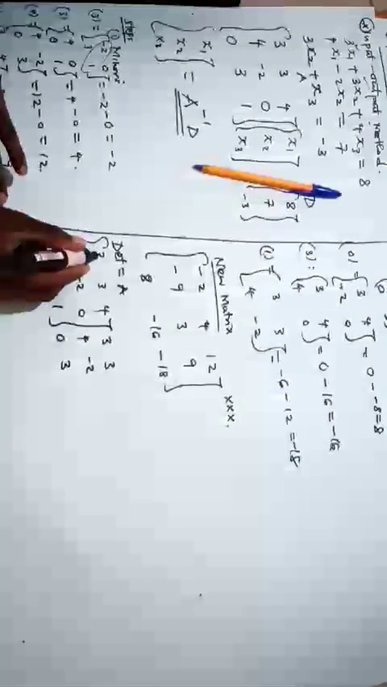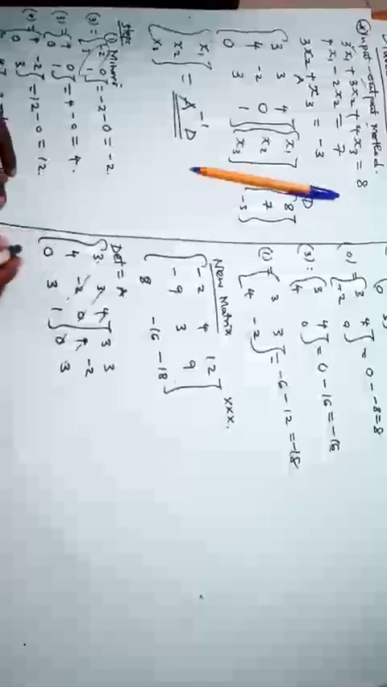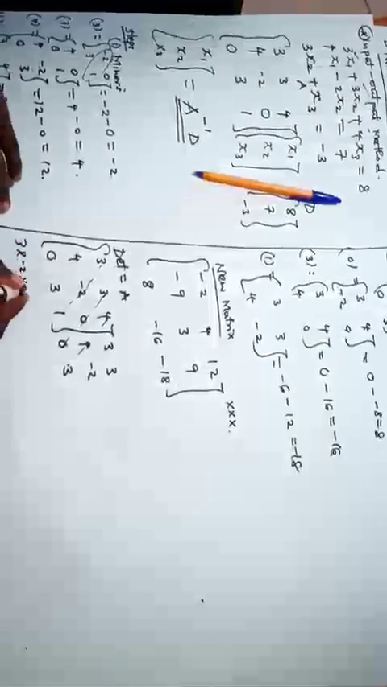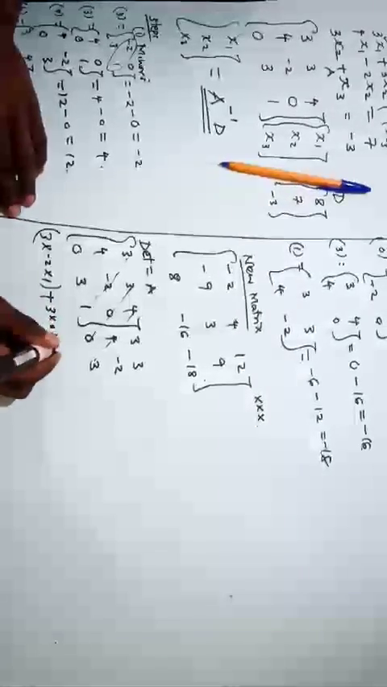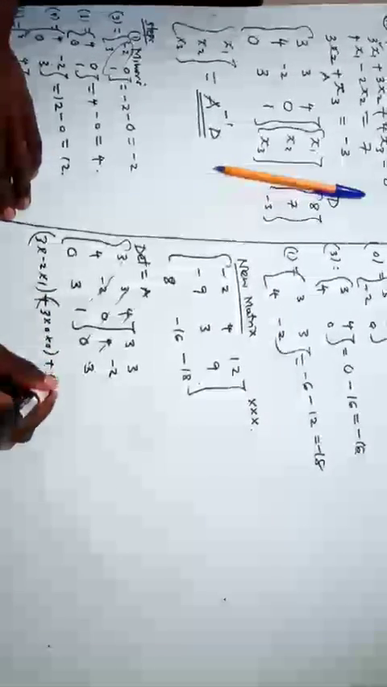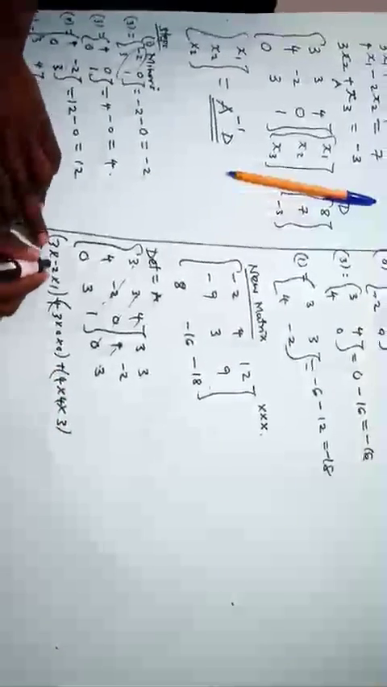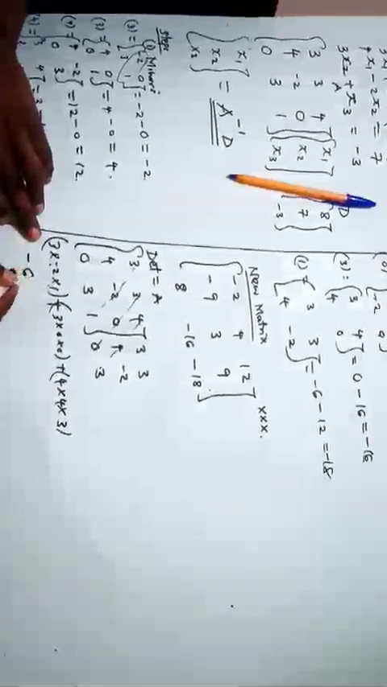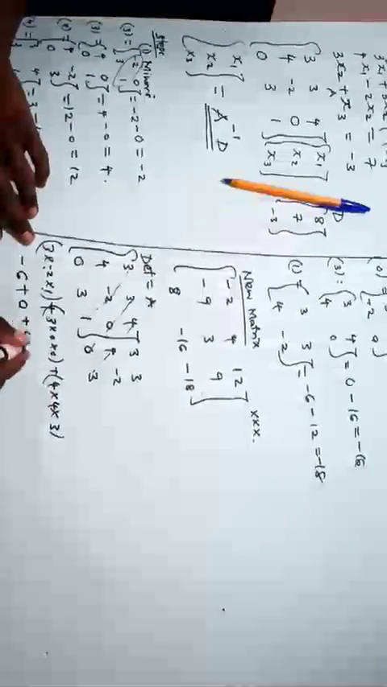So we have that, we have that, we have that. So what we do, 3 times negative 2 times 1 plus 3 times 0 times 0 plus 4 times 4 times 3. In this case, we are talking about 3 times negative 2 times 1, which is going to give us negative 6. This is going to be a 0 because of the zeros. This is going to give us 48.